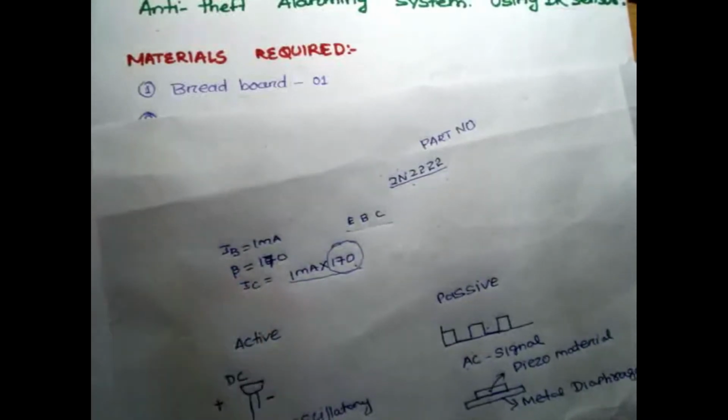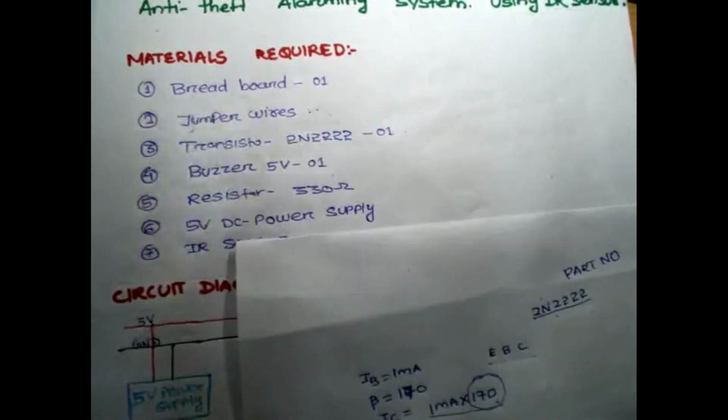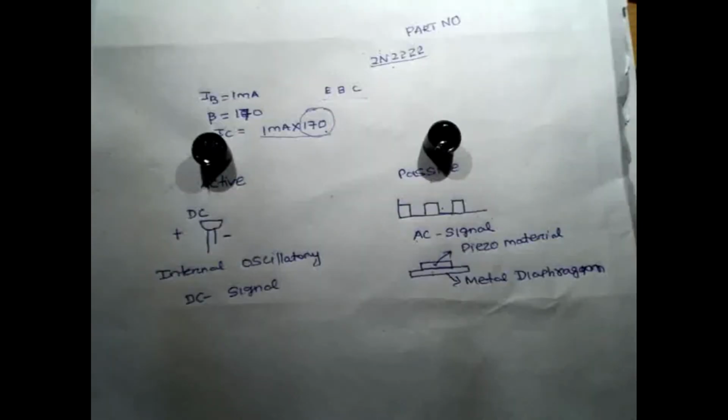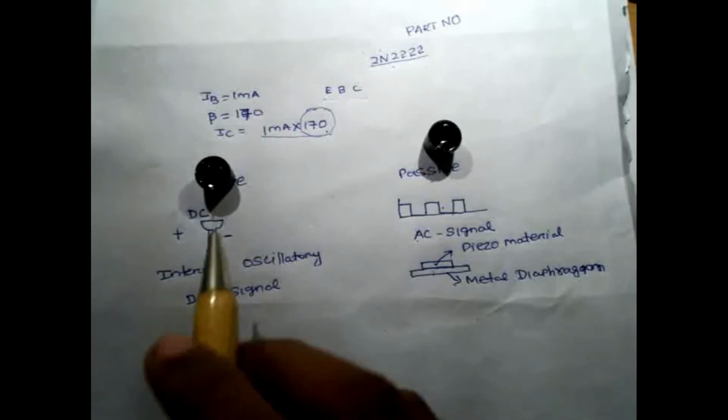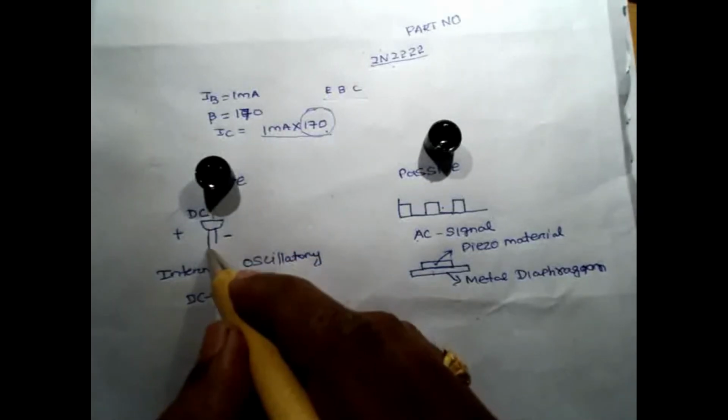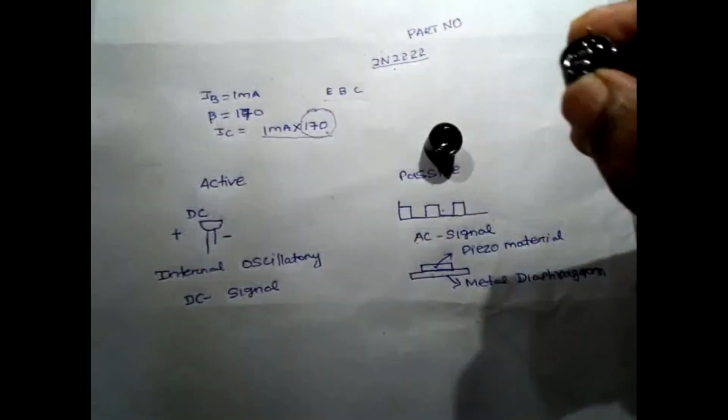Next component is a buzzer. Here I have two kinds of buzzer. This one is the active buzzer, while this one is the passive buzzer. But here I am going to use the active buzzer. How does the active buzzer function? You can see there are two terminals. One terminal is longer and one is shorter. The longer terminal is the positive, while the shorter one is the negative.